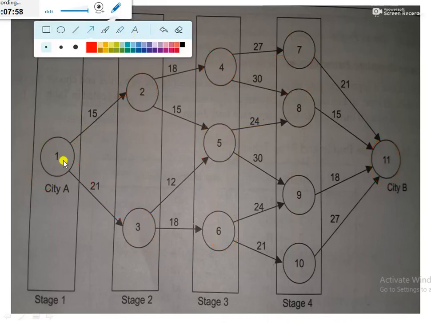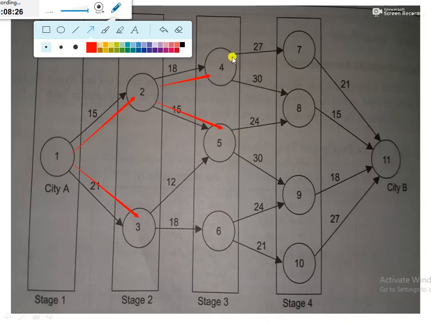If the traveler chooses to go to point 2 from 1 to 2, then it will take 15 hours of the journey. And similarly, if he chooses to go to point 3, then it will take 21 hours of journey. Similarly, from point 2 to point 4, it will take 18 hours, and from point 2 to point 5, it will take 15 hours. And similarly, the time period taken between different points is given here.